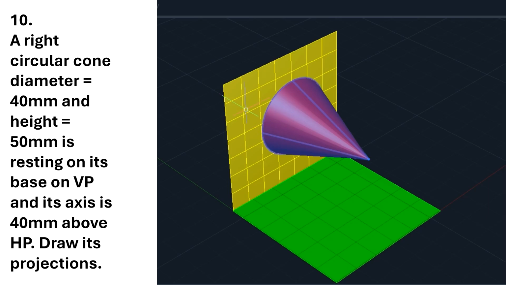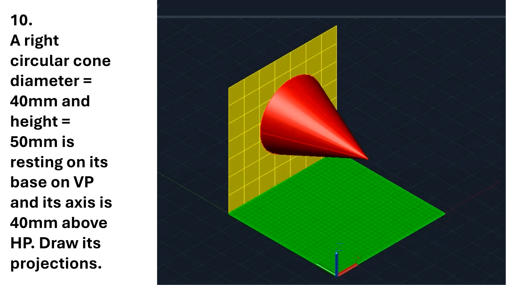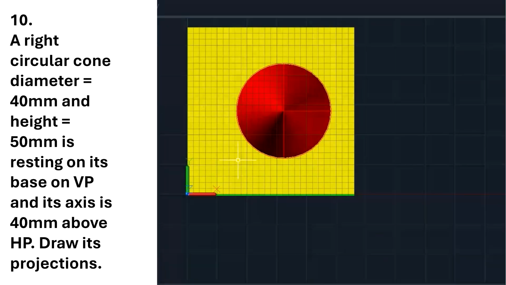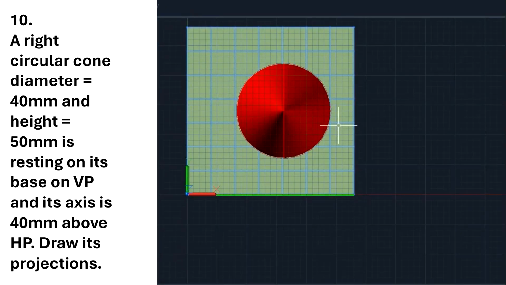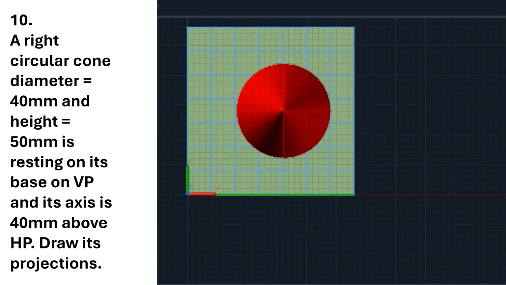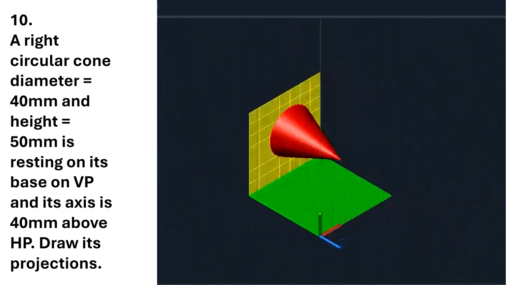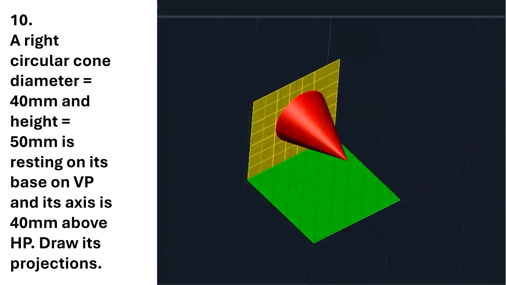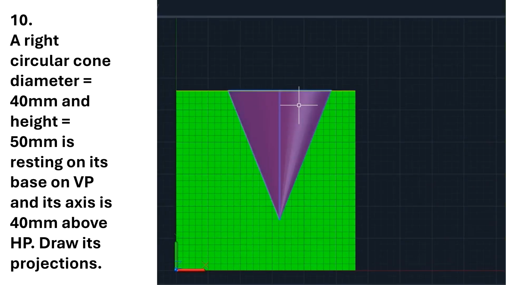Again the base is parallel to the vertical plane, so I will draw the front view. The front view will appear like this, like a circle. Here also I will take 4 corner points A, B, C, D, and the apex is O. Then I will draw the top view. From the front view I can project the top view. You can carefully observe how the top view looks. It is like a triangle.